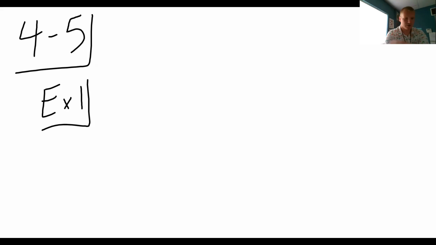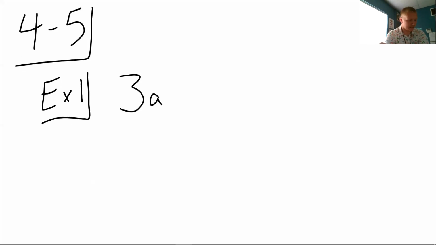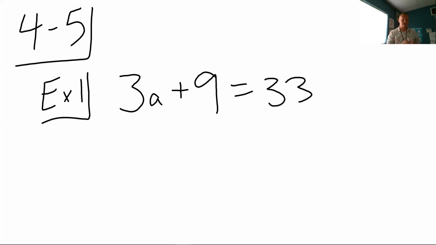Okay, example 1. We have 3a plus 9 equals 33. So first things first, we save the 3a for last because it has the variable next to it. We always have to start with this part first because it has the addition sign connected to it.